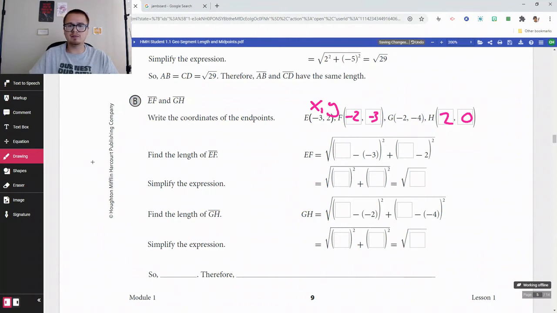So what's x2? Well, I'm going to label my points. So for EF, if this is x1, y1, then that means this is x2 and y2. So E is my first point, F is my second point. If you do it the other way around, it's fine too. So we're going to plug in x2, which is negative 2, substitute it in. And we're going to plug in y2, which is 2.